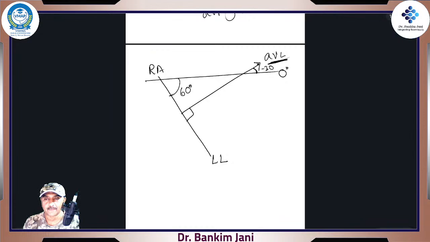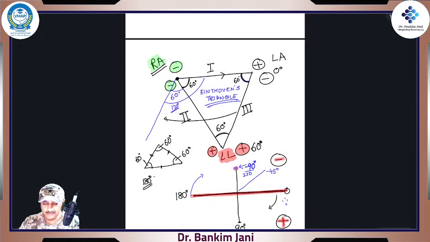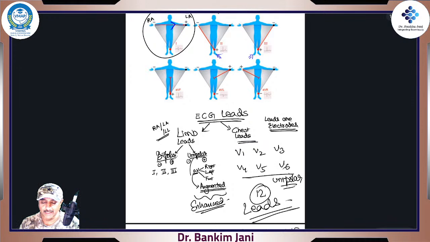And in the same way, it would be true even for the opposite one, that is over here, that is AVR. Where this is all grounded and the resultant vector would be this. So in this case, it would be minus 30 on the opposite side. So it will become minus 150, right?